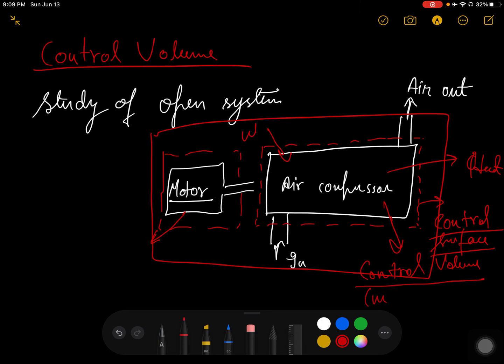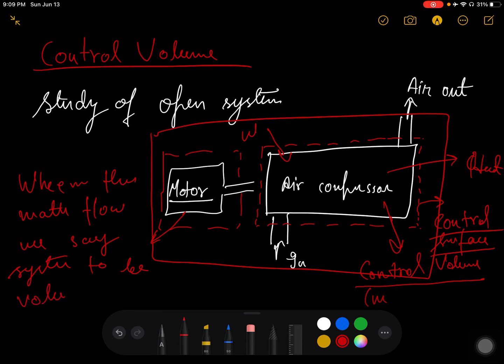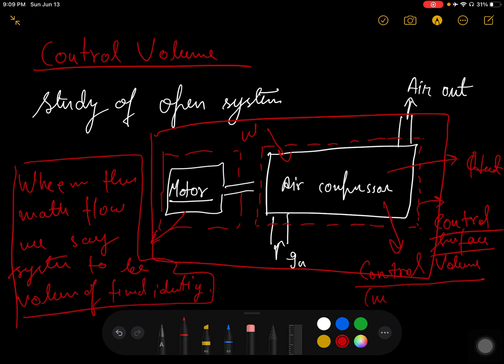Whenever there is matter flow, if I say M1 is flowing in and M2 is flowing out, whenever there is matter flow, we say the system to be a volume of fixed identity. So now we are talking about the control volume. These definitions are relevant for control volume. Whenever you say this is a control volume, but the matter is flowing, we will say that this is a control volume of fixed identity. This is a volume of fixed identity. Simple.